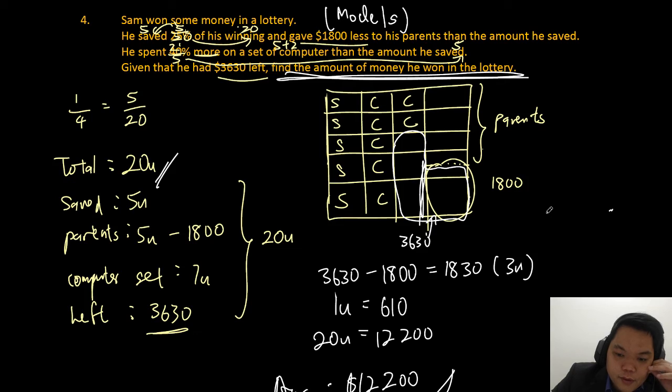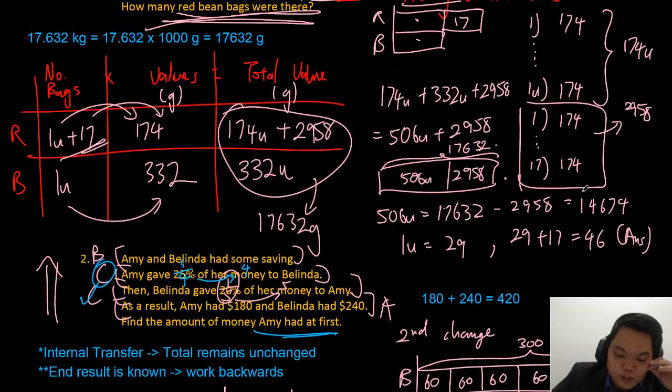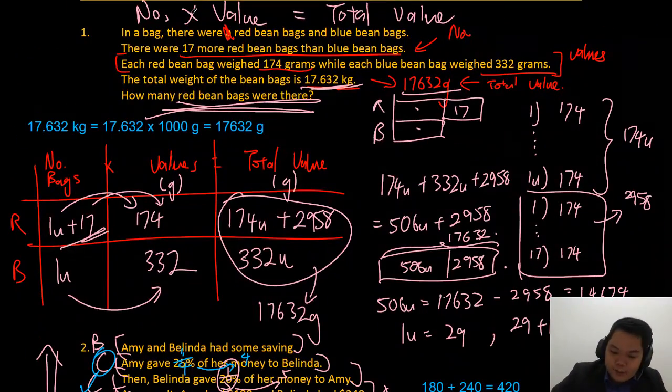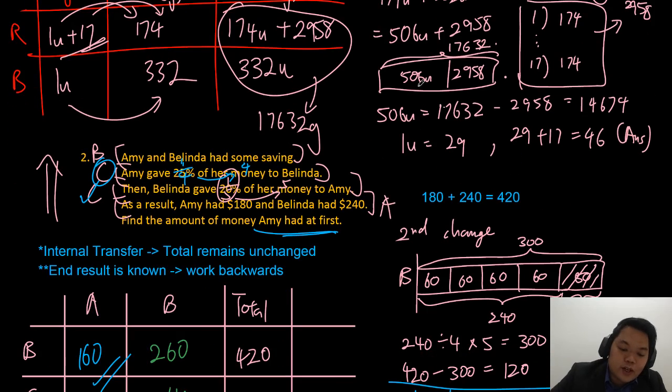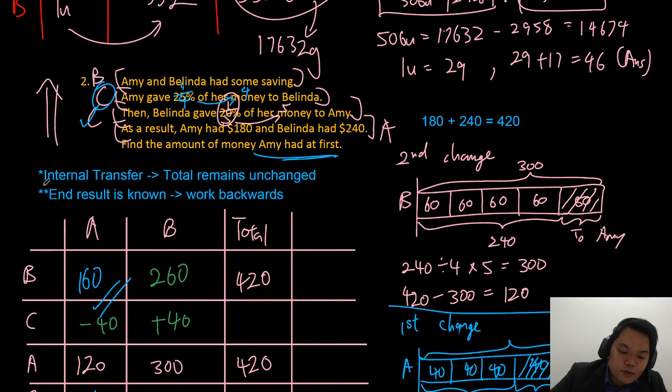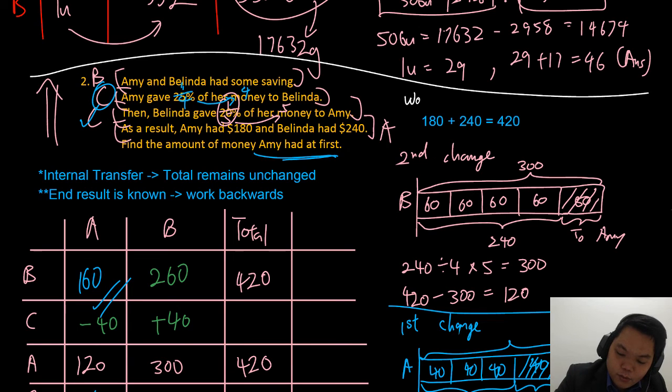Okay? Let me just summarize. The first one that we covered was on number times value equals to total value. How do we know about this? We want to identify what your statements are talking about first. Then the second one is going to be on internal transfer, total unchanged. And because your end result is known, you want to work backwards. Okay, for number 2, the emphasis is on working backwards.